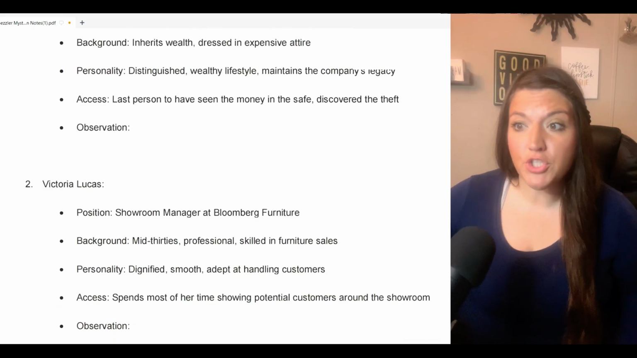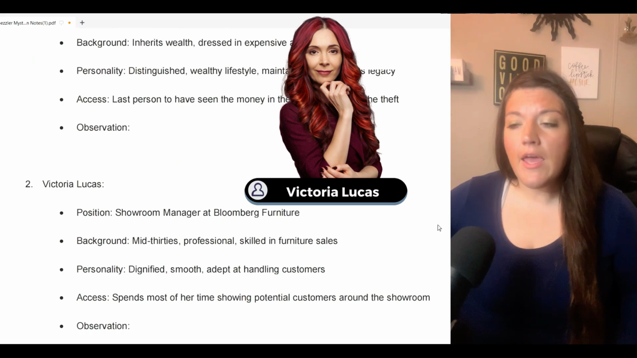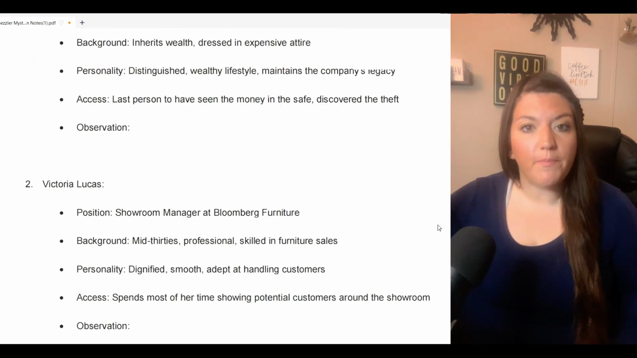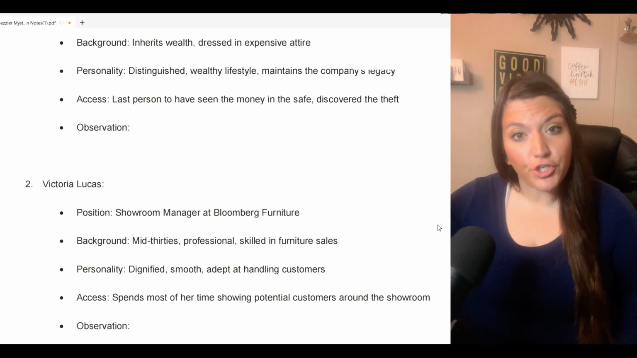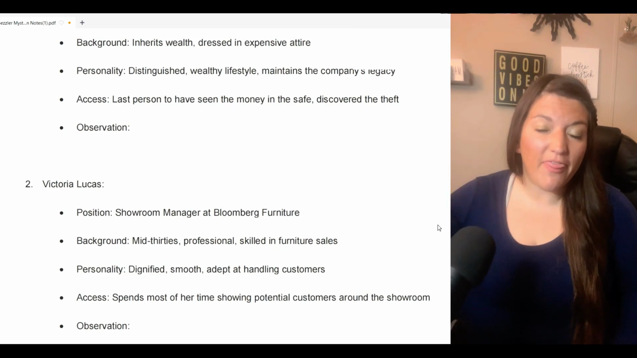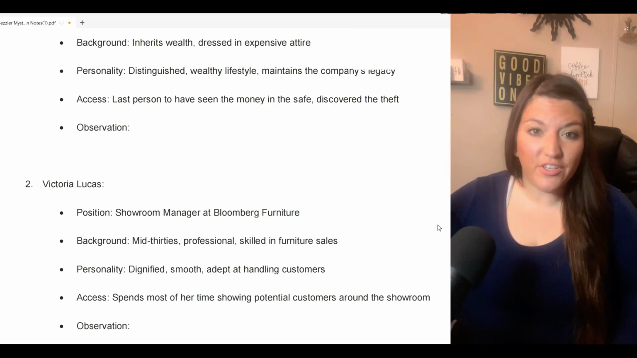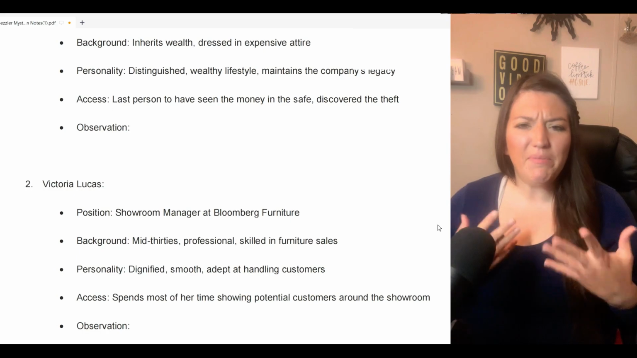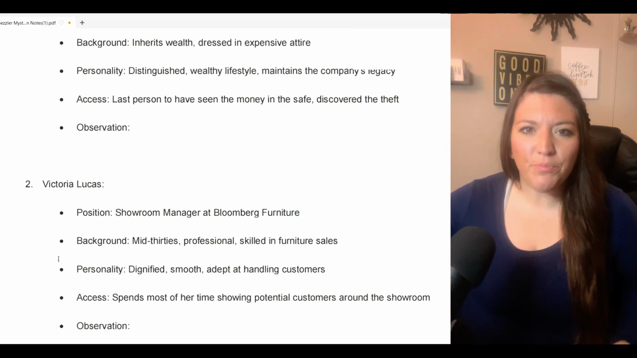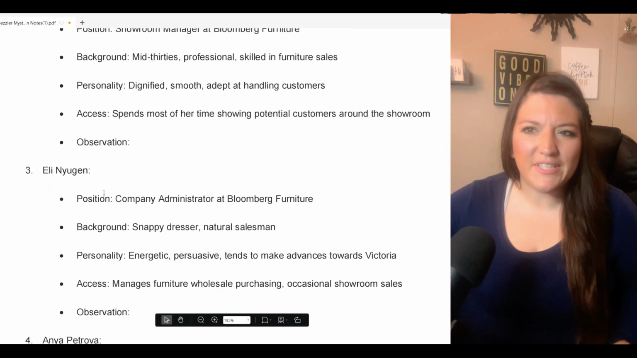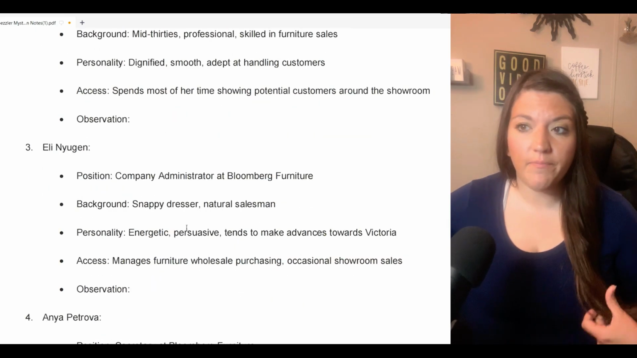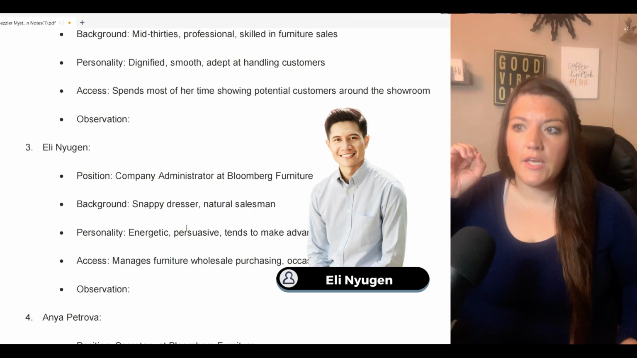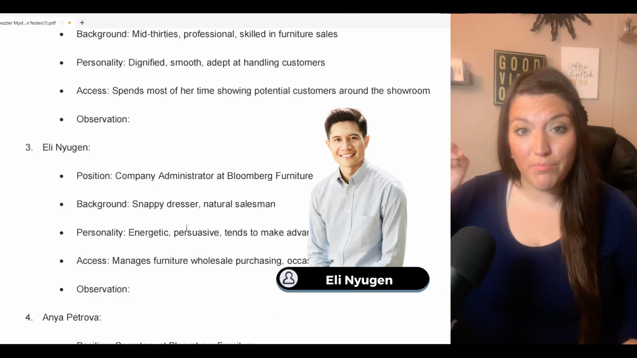The suspect number 2 is Victoria Lucas. And Victoria Lucas is the showroom manager at Bloomberg Furniture. And she's in her mid-30s. She's skilled in furniture sales. She is very professional. People like her. So we'll learn more about her soon too. But these are just the basics. Number 3, Eli Nguyen. Eli Nguyen is the company administrator at Bloomberg Furniture.